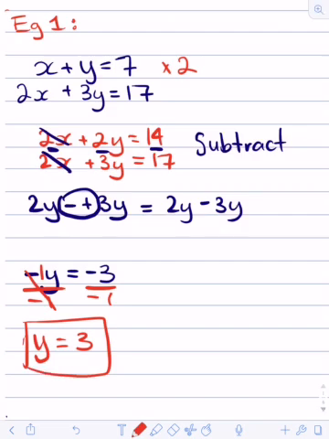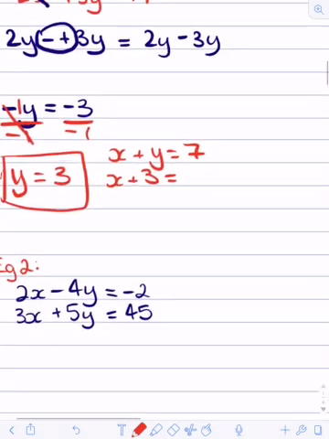Now how am I going to find the value of x? Now I can substitute this y value either into the top one, or into the second one, or even into the one that I've changed. Now the easiest one to sub it into is the first one because I'm not multiplying by anything there. X plus y equals 7. So I write x plus y equals 7. Now I know y is 3, so I'm going to put that where that y is. So I'm going to get x plus 3 equals 7.